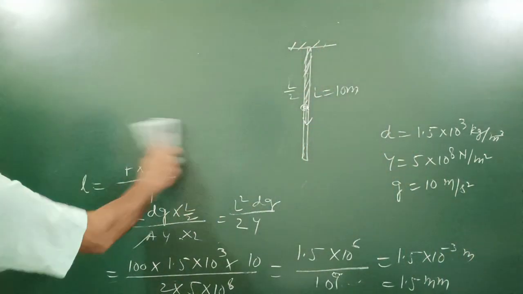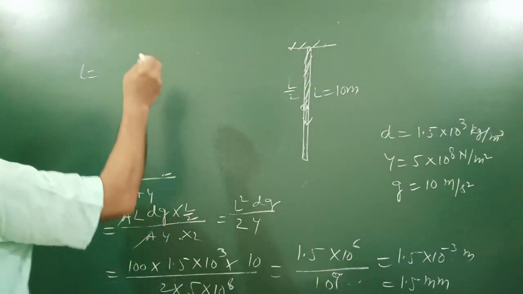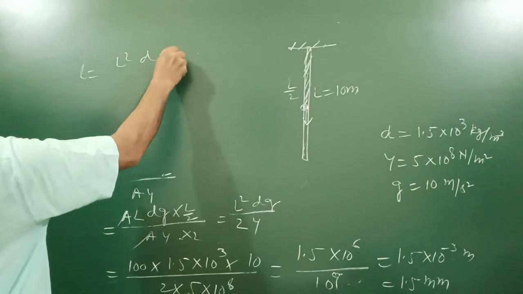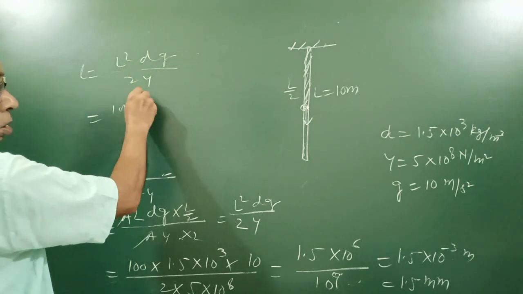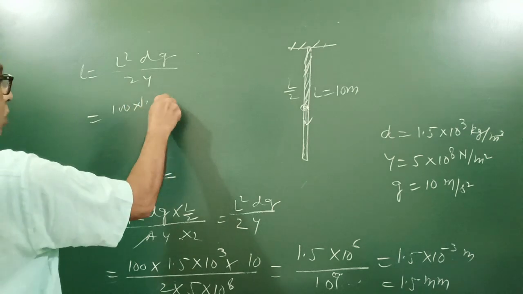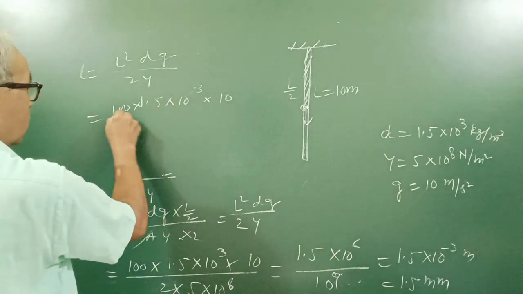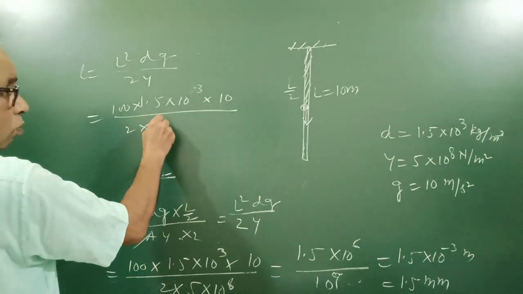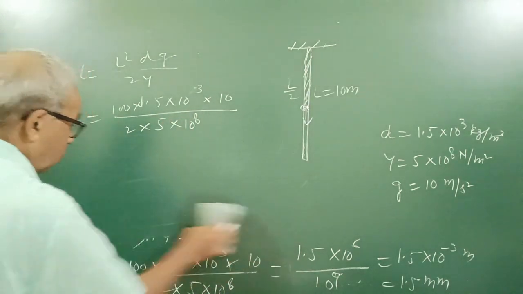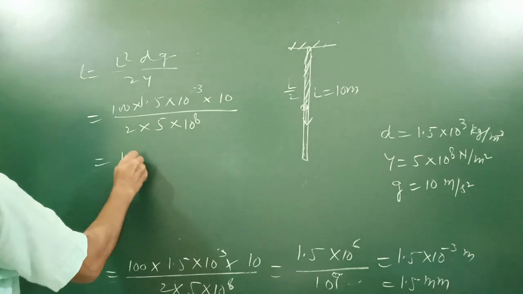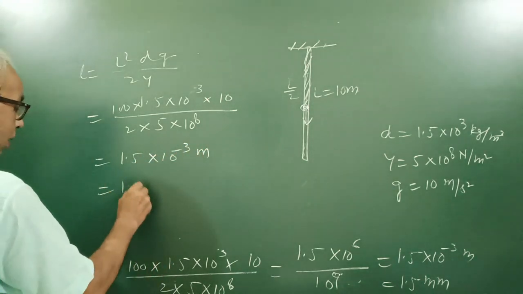This went wrong again. So I will work out l here. l is L square D g upon 2Y, which is 100 into 1.5 into 10 to the power 3 into g 10 upon 2 into 5 into 10 to the power 8. So it comes out on solving to 1.5 into 10 to the power minus 3 meter or 1.5 millimeter.